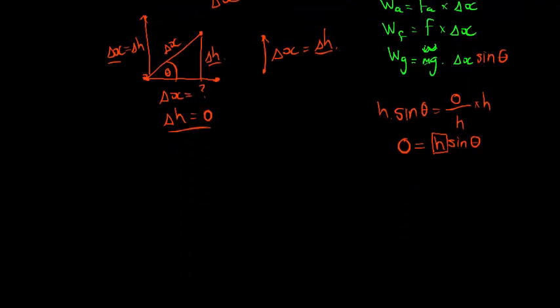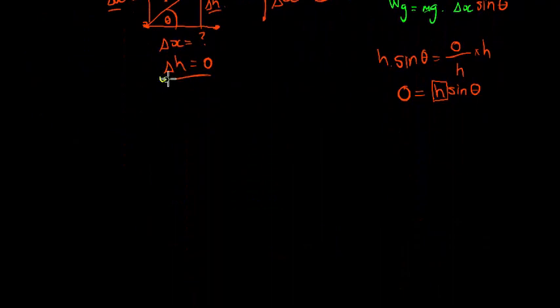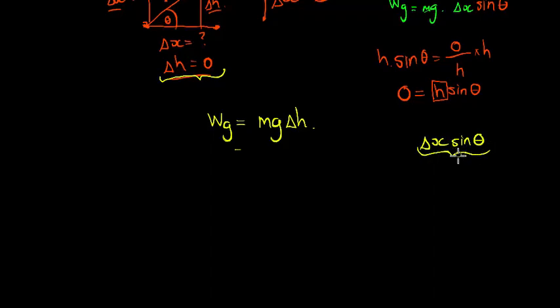So what is the work done by gravity if I'm not changing height? The work done by gravity is mass times gravity times the change in height. Now change in height is delta x sine theta, but that's only if I don't know what the change in height is, then I'll use this. If I know what the change in height is, I'll just use the change in height. But in this case, we're not moving upwards, so delta h is 0.